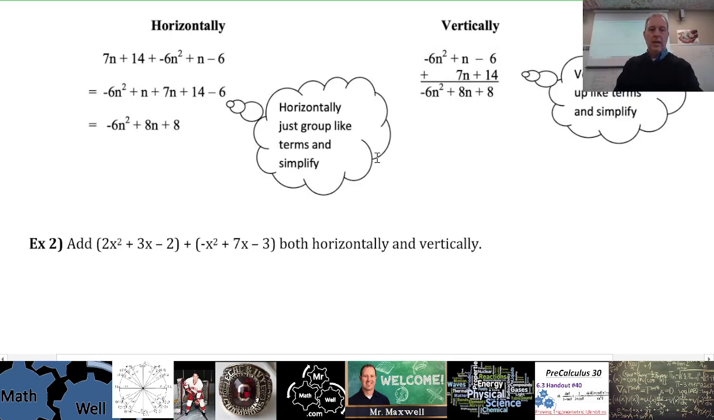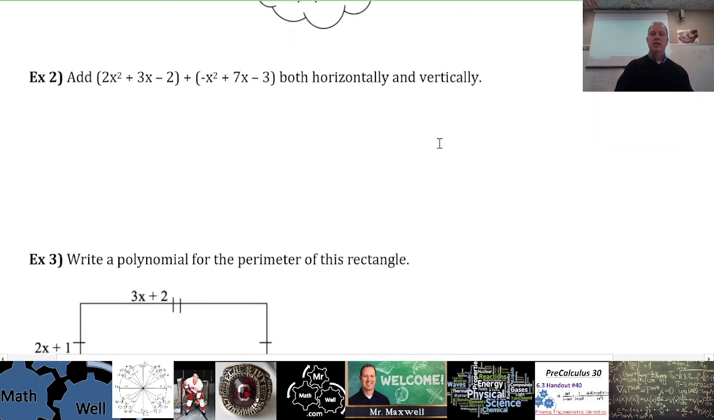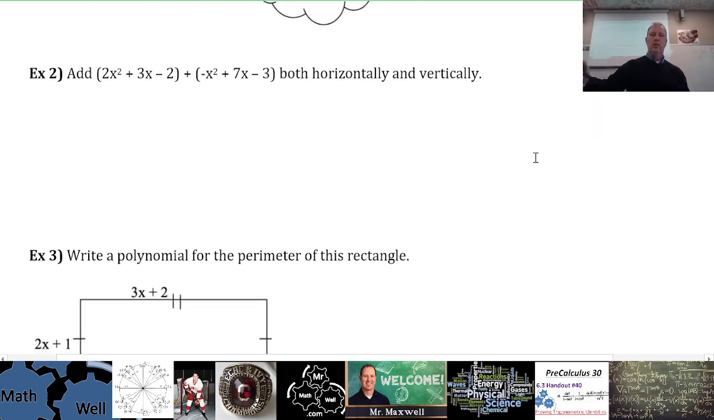Okay. This example 2, we're going to do both horizontally and vertically. So let's go ahead and do that. Again, lots of practice is what we need here. So first step, I know I'm adding, so I'm just going to drop the brackets. I'm going to go 2x squared. We'll do this horizontally first. I'm going to go a little bit faster now because I think we're getting the hang of it.